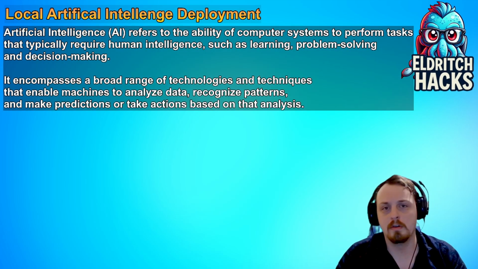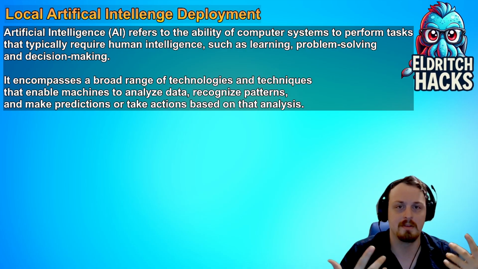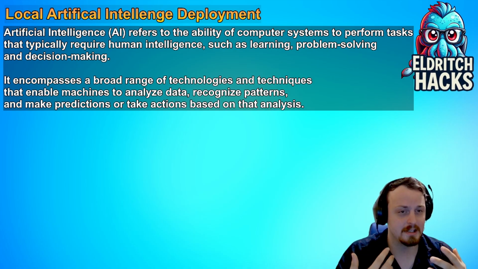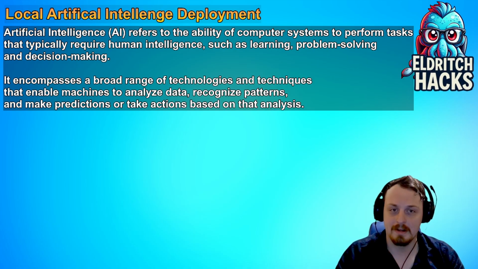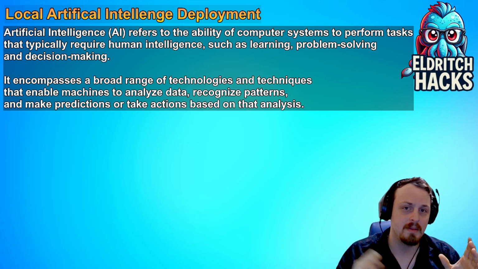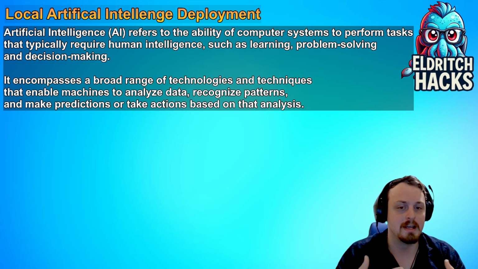AI refers to the ability of computer systems to perform tasks that are typically done with human-based intelligence. And it uses learning, problem solving, and decision making to do a variety of different tasks out there. It uses a lot of technologies and techniques that enable the machine to look at data, recognize patterns, and make predictions based off of the analysis and to perform those actions.